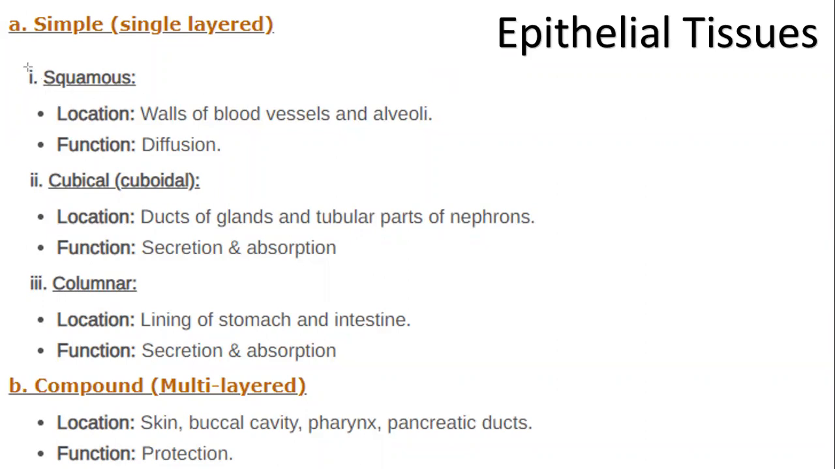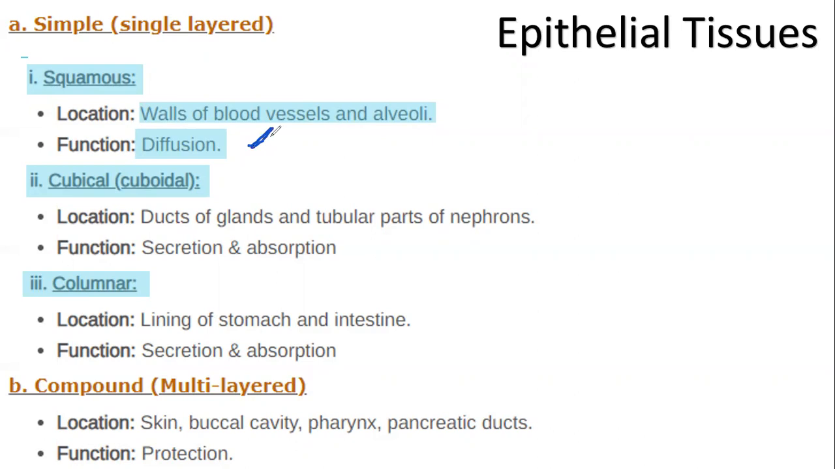First is the single layered epithelium, which can be classified mainly into three: squamous epithelium, cuboidal epithelium, and columnar epithelium. Squamous epithelium, that is the location, walls of blood vessels and alveoli, and their function is diffusion. Very important. The function of squamous epithelium is diffusion.